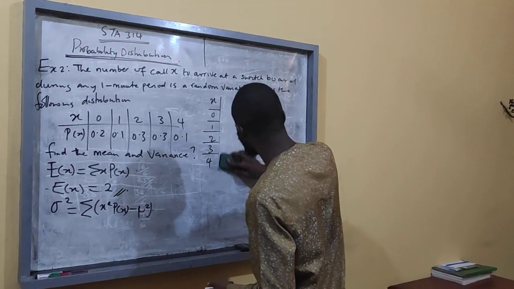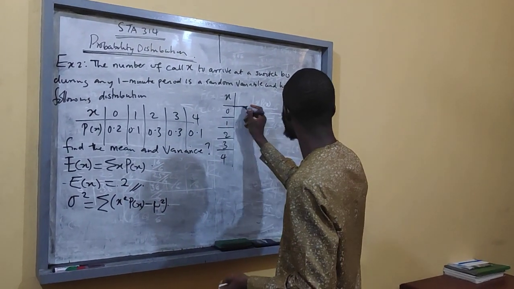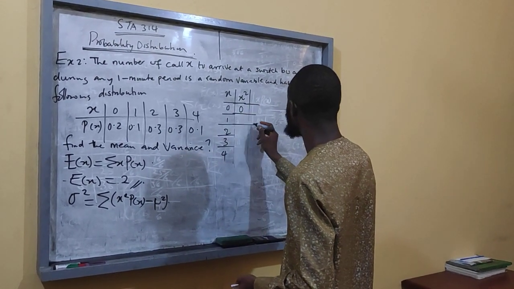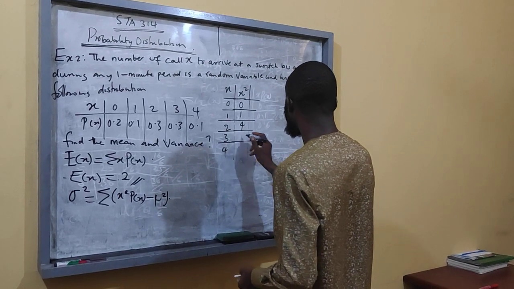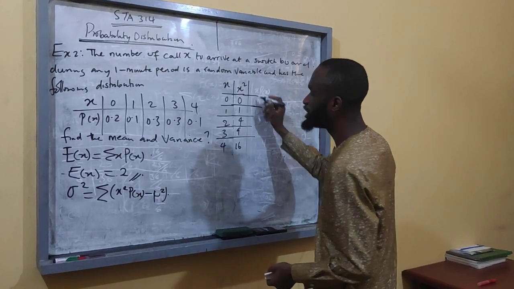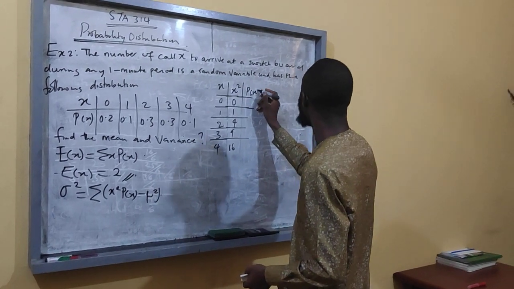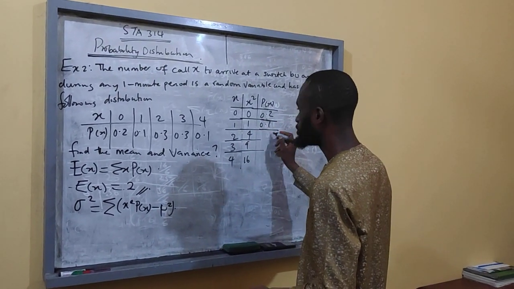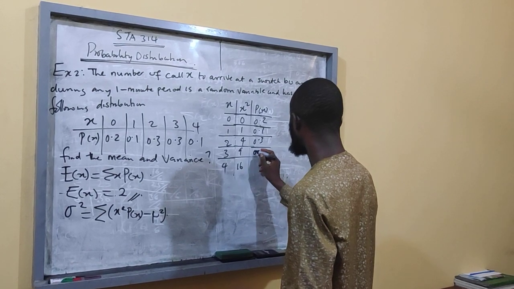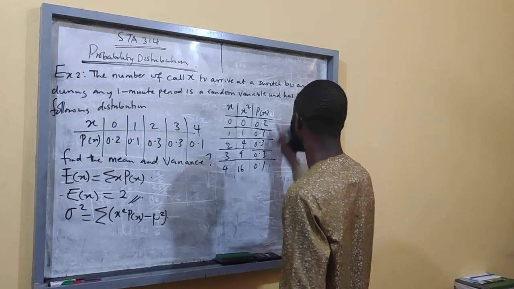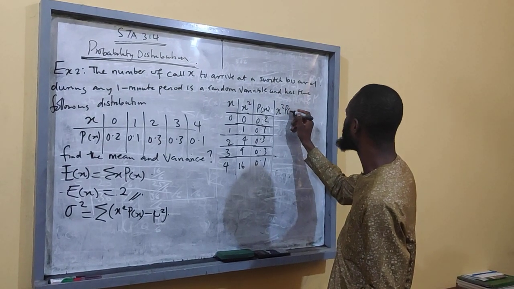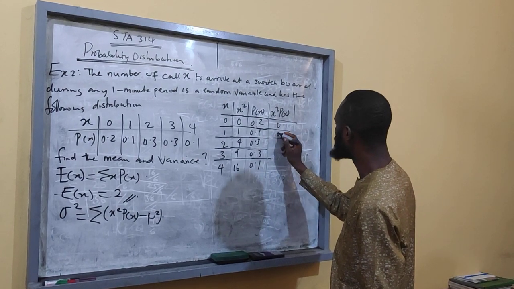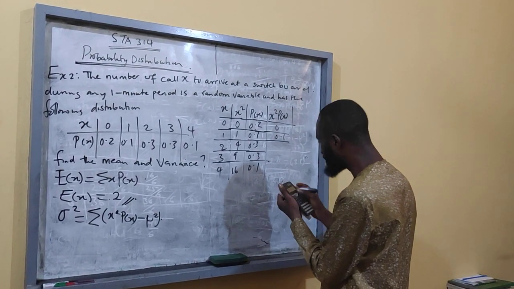Then let me clean all this so that I can find my x squared. I create a column for x squared. 0 squared is 0, 1 squared is 1, 2 squared is 4, this is 9 and this is 16. Then I put the probability p of x: 0.2, 0.1, 0.3, 0.3, and 0.1. Then I find x squared times p of x. This is 0, this is 0.1, and 4 times 0.3 will give me 1.2.